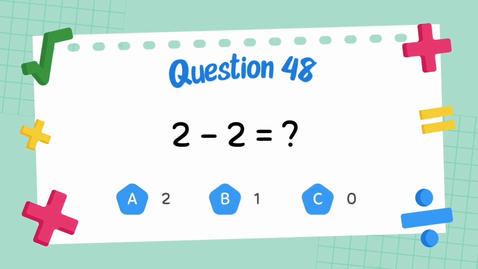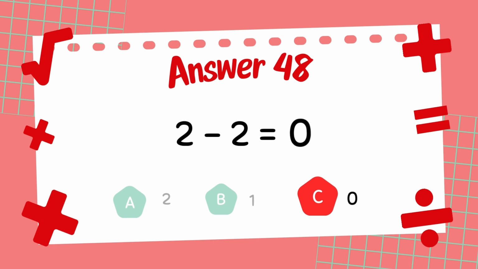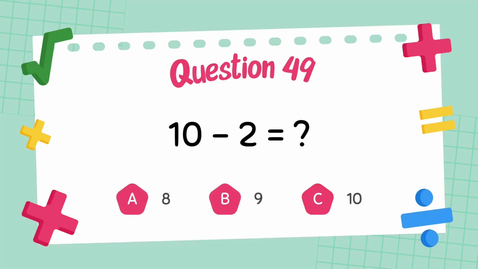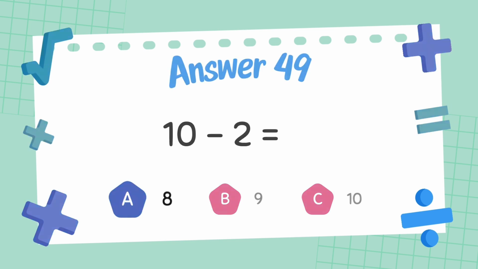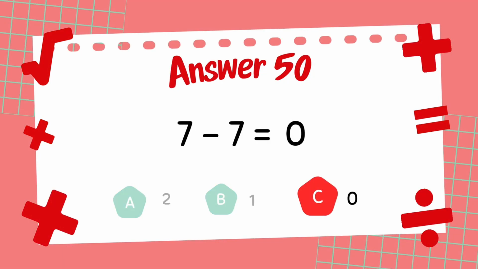What is 2 minus 2? The answer is 0. What is 10 minus 2? The answer is 8. What is 7 minus 7? The answer is 0.